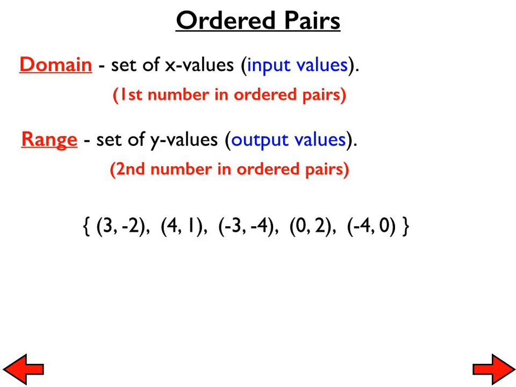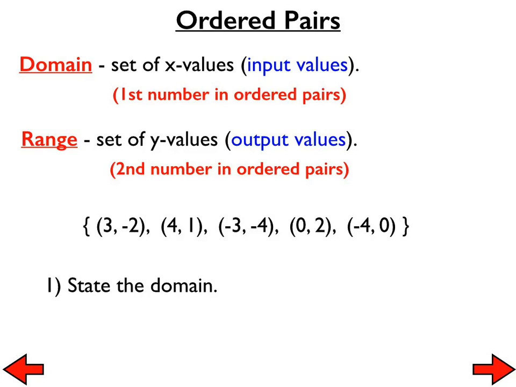So here I have a set of ordered pairs. This is a relation because it is a set of ordered pairs. What I would like you to do right now is, as you can see in your notes, state the domain, state the range, and then figure out whether that is a function or not. I'll give you about 45 seconds.